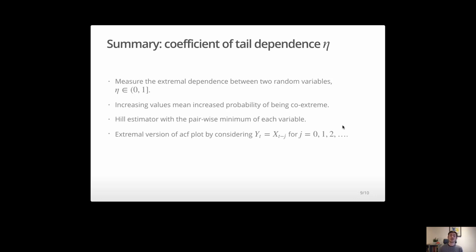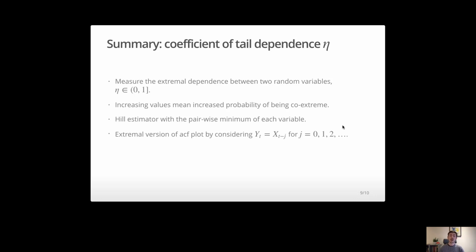We've also seen that we can estimate this coefficient of tail dependence using a Hill estimation procedure, where we're considering the pairwise maxima of these two random variables. So these are the Z values that we constructed previously.